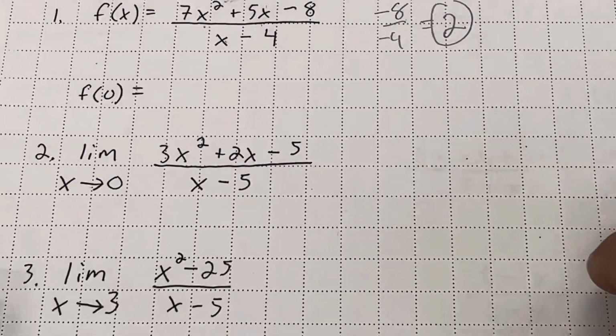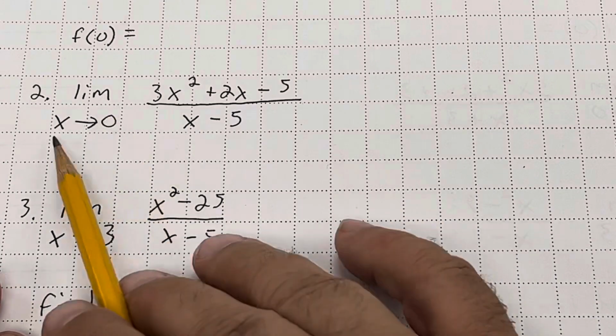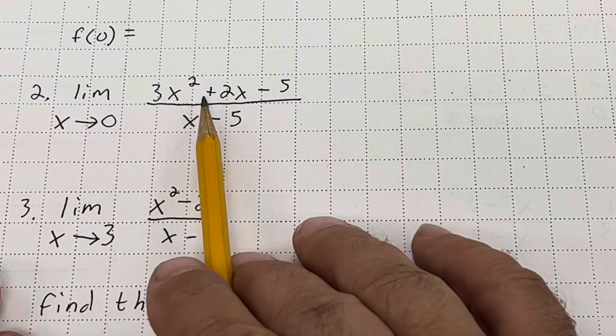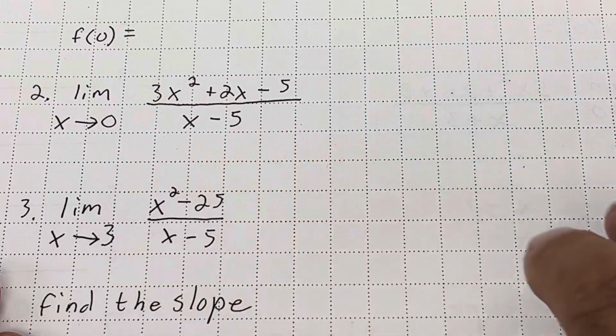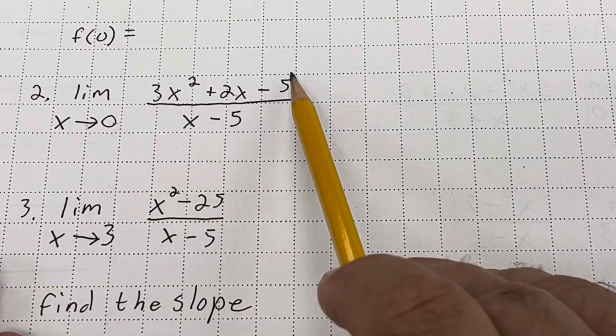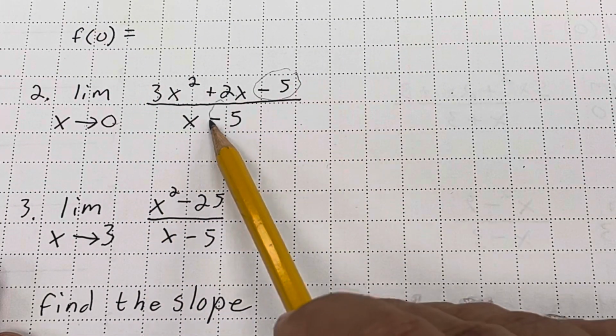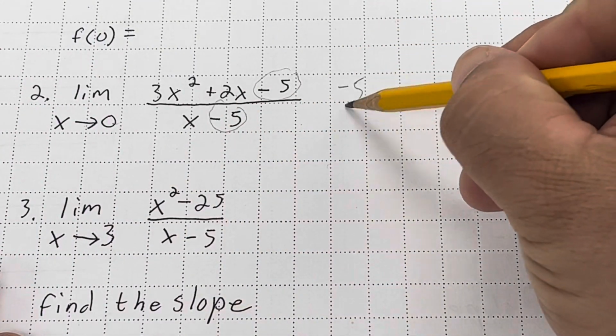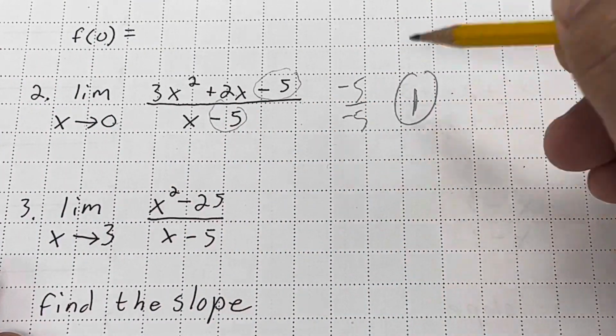Same idea with the limit process. The limit as x approaches 0 of 3x squared plus 2x minus 5 divided by x minus 5. When you plug in the 0 algebraically, you're going to be left over with -5 divided by -5. And that would just equal 1.